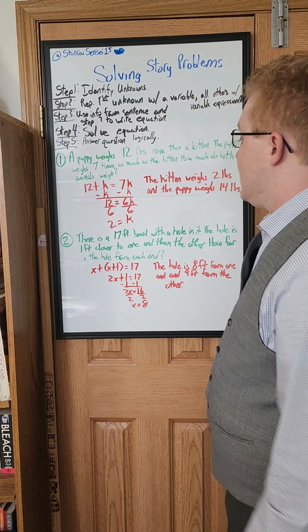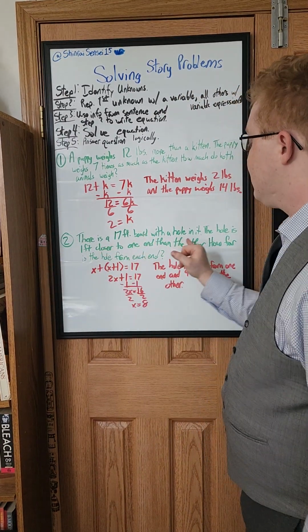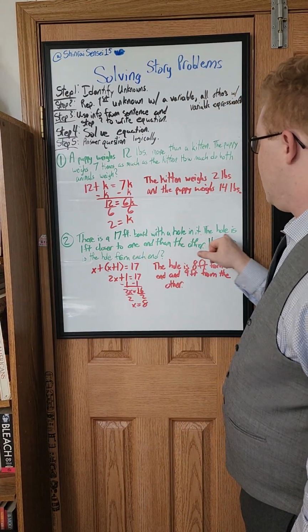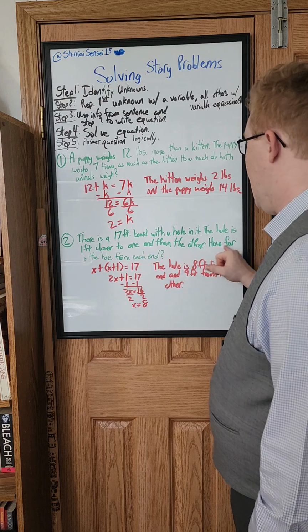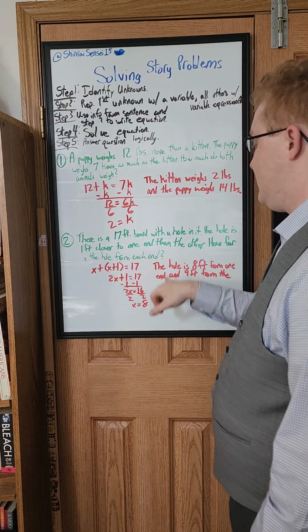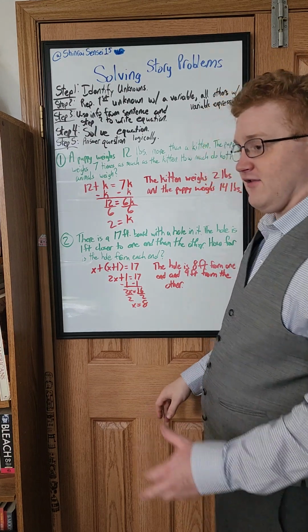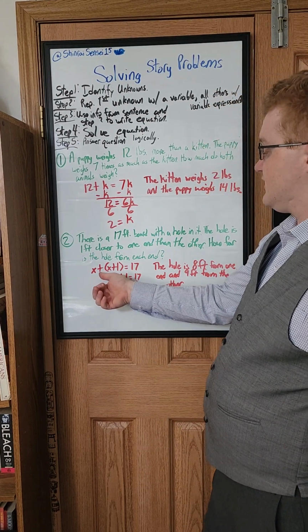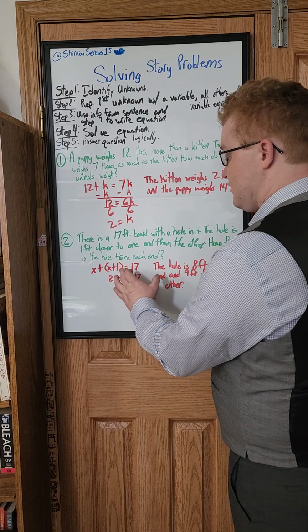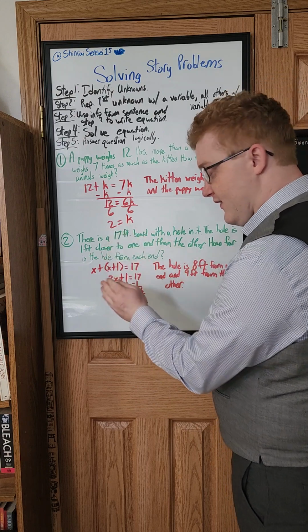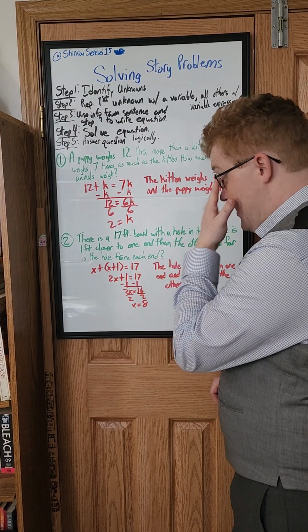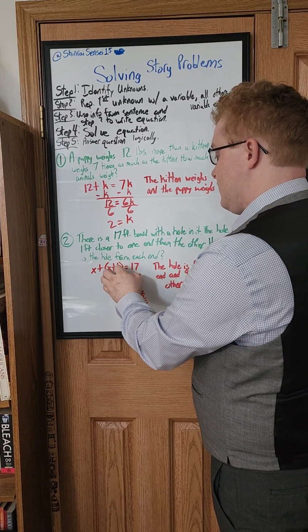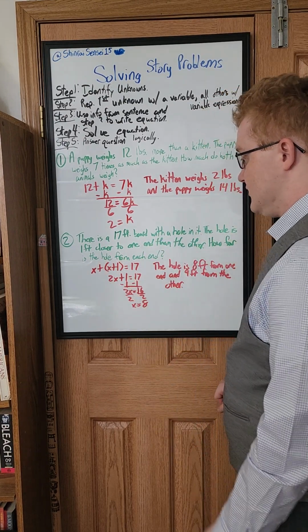So, next problem. There is a 17-foot board with a hole in it. The hole is 1 foot closer to one end than the other. How far is the hole from each end? Okay? So this one's a very simple one as well. x plus, in parentheses, x plus 1, close parentheses, equals 17. Okay? 17 is the total. x plus parentheses, x plus 1, close parentheses.